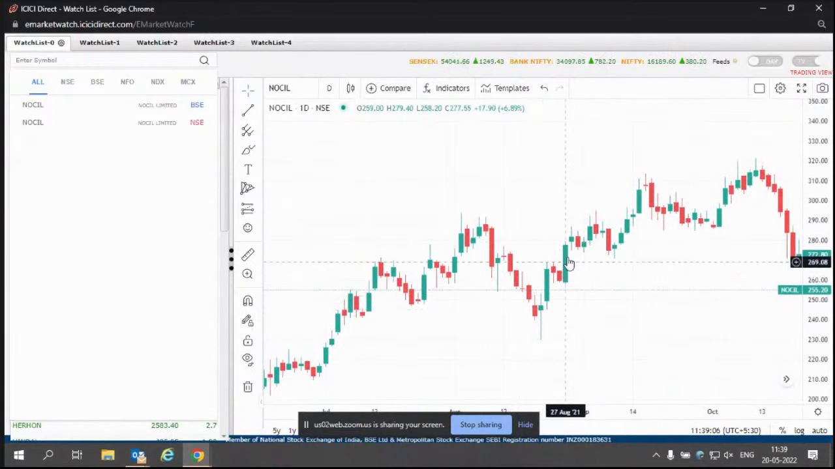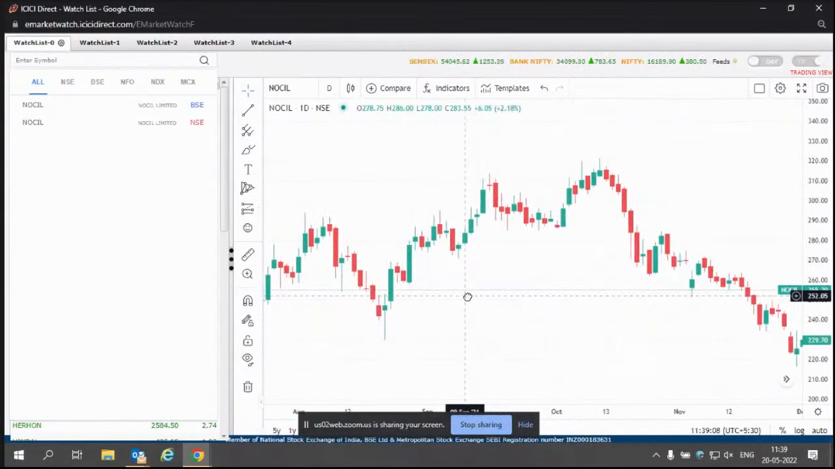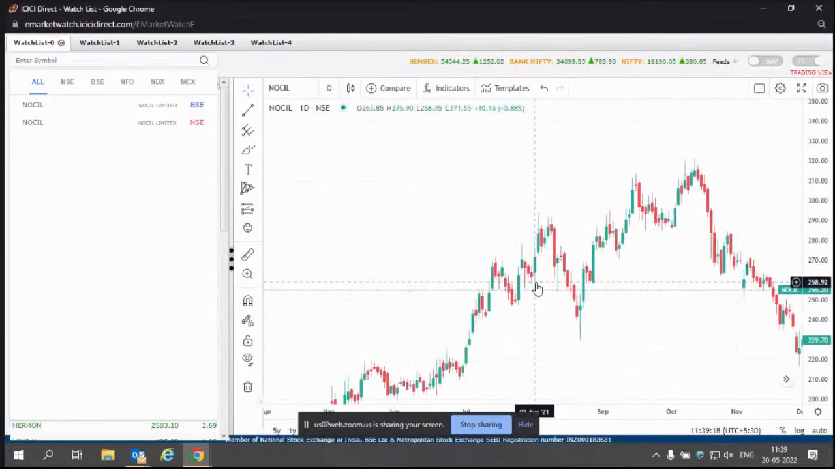So doji is again an important pattern one can look out for. Last but not the least, I would like to say some golden rules for trading. Let us understand one thing: be with the trend. Trend is your friend. It is clearly seen.